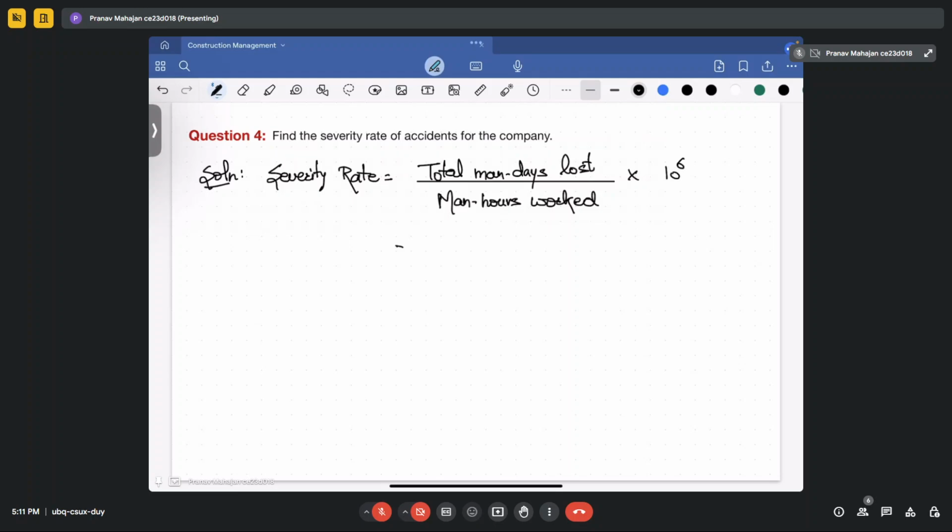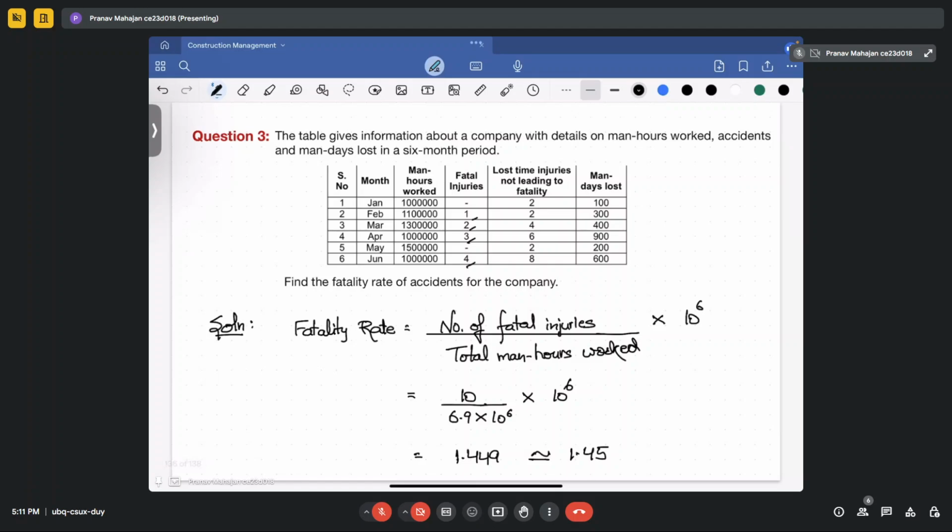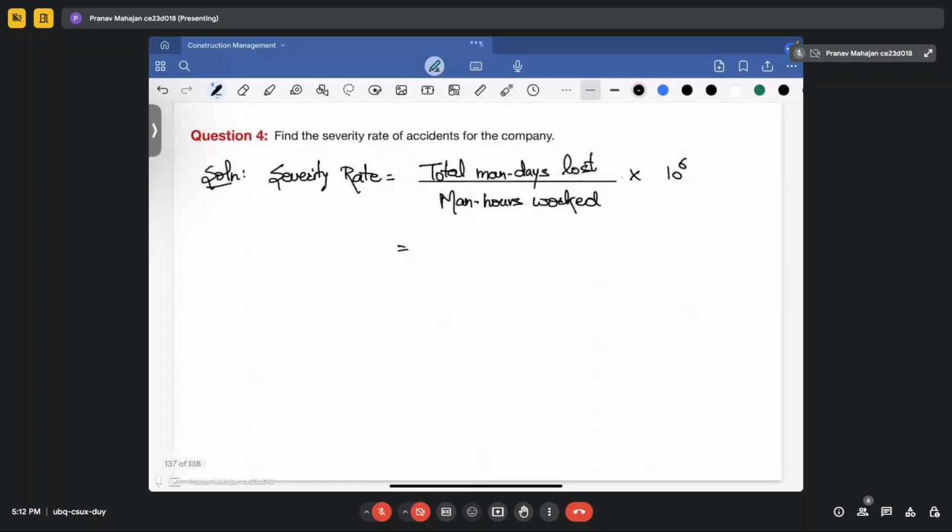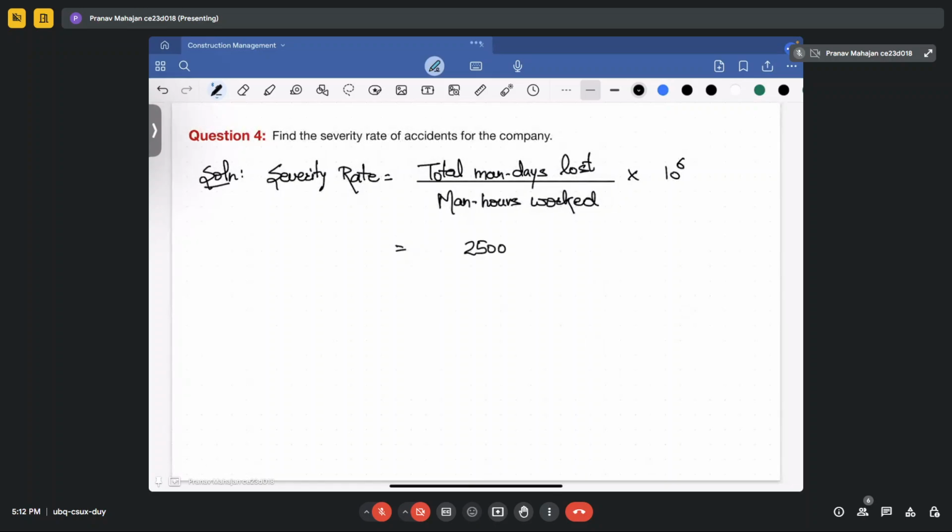Okay, if you write it, you will get how many man days which are lost. So man days which are lost, if you add all of them, you will get 9 plus 2 is 11, 11 plus 6 is 17, 17 plus 4 is 21, plus 3 is 24, plus 1 is 25. So that would be 2500. Okay, so 2500 divided by 6.9 into 10 power 6, that will give you the value of 362.32. Okay, so this is how you will calculate the severity rate.